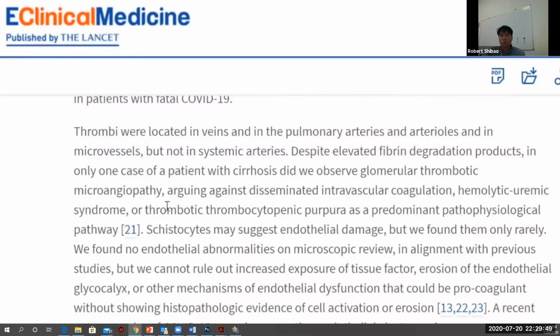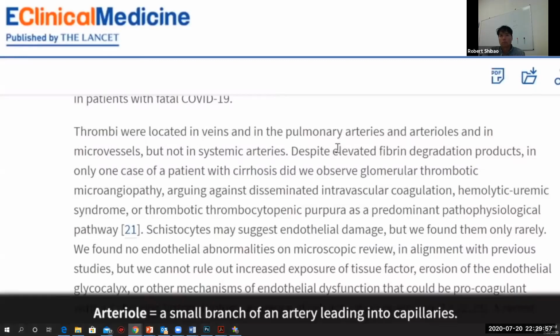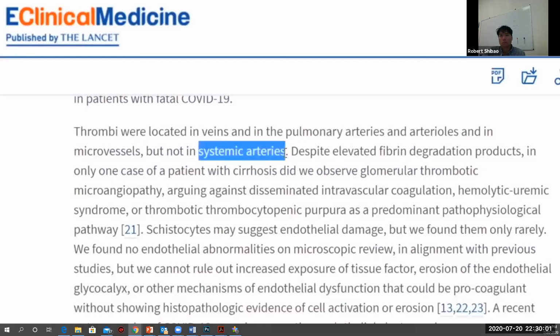What they say here is that the thrombi that they saw were located in the veins and in the pulmonary arteries and the pulmonary arterioles and in the microvessels, but not in systemic arteries. What they mean to say here is not in the arteries coming from the left ventricle that supply the organs. Watch what else they say.